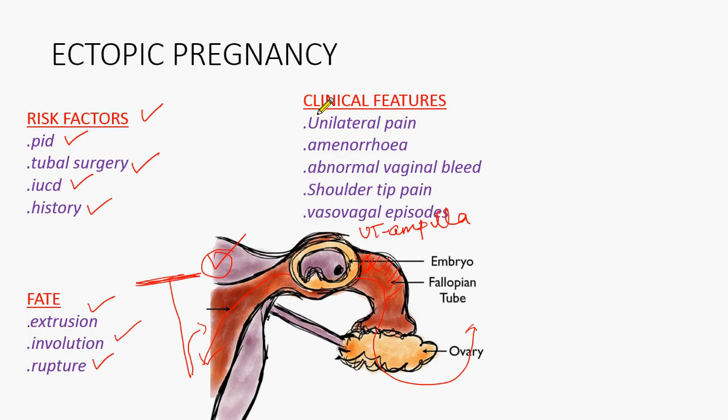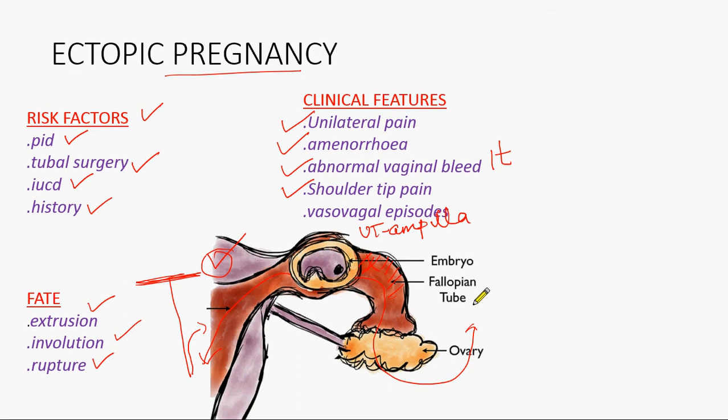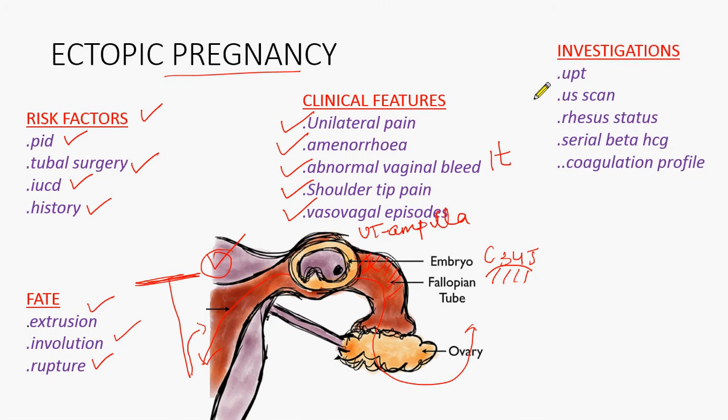The clinical features are: the patient will have unilateral pain depending on which fallopian tube is involved. Patient will have amenorrhea because of course it is a pregnancy. Abnormal vaginal bleeding can occur during the first trimester for unknown reasons, and the patient can have shoulder tip pain provided this fertilized ovum or zygote goes into the abdominal cavity and grows, and it irritates the diaphragm innervated by phrenic nerve C3, 4, 5, which is going to have referred pain to the shoulder. If the patient has a rupture of the ectopic pregnancy, they can bleed and can lead to syncope or vasovagal episodes.